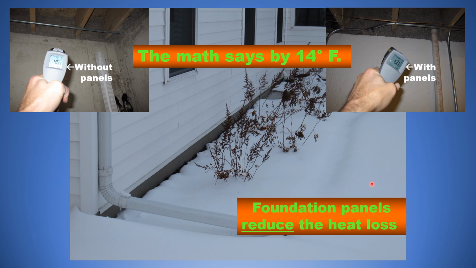Well, again, what does this say? Foundation panels reduce. They don't stop the heat loss. Notice the heat arrow comes out. It's warm in the basement, and as it goes through the wall, which it will, it doesn't lose so much as it goes back outside. You cannot stop that. That's the second law of thermodynamics.